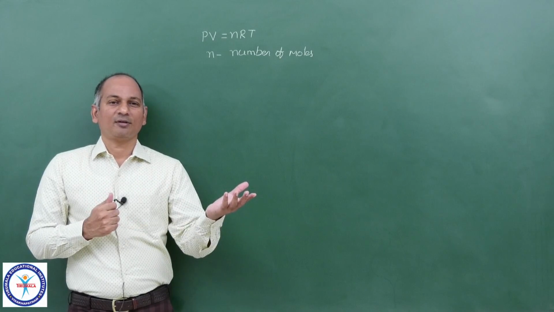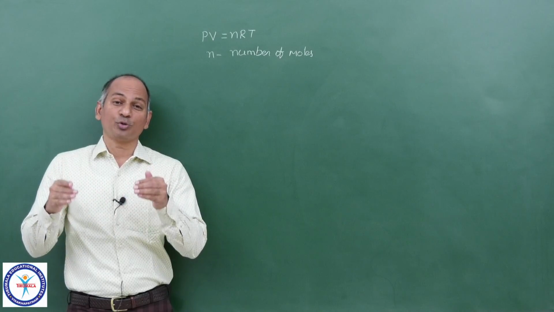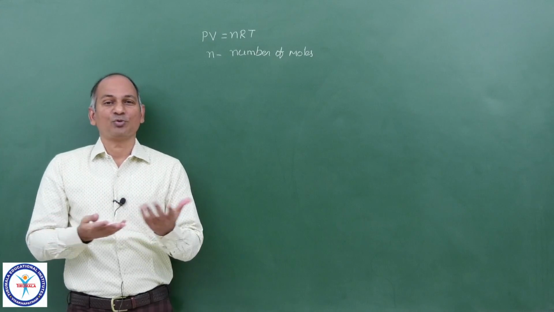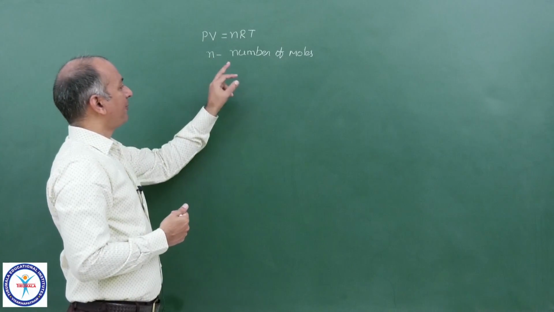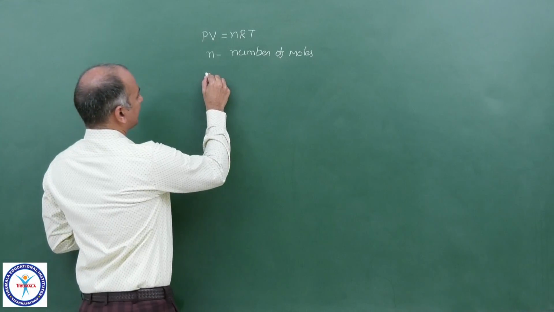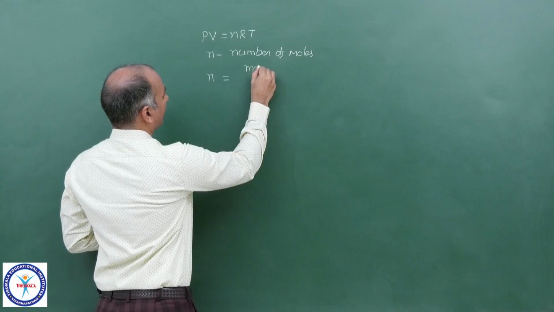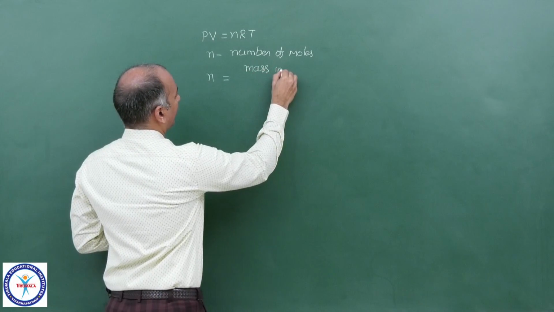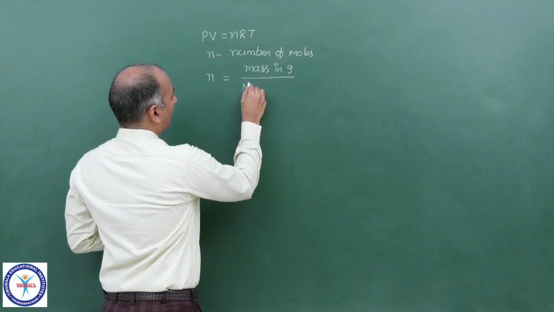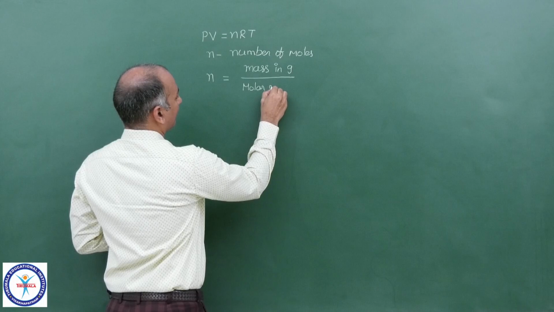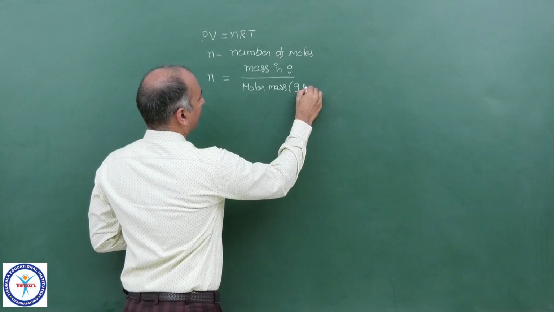Okay, we know all the real gases under some conditions behave ideally. So under those conditions, you can apply this equation to real gases also, no problem. So here in this, n is the number of moles. Now can I write down this n is equal to mass of the gas in grams upon molar mass of the gas, and molar mass has the units gram per mole.